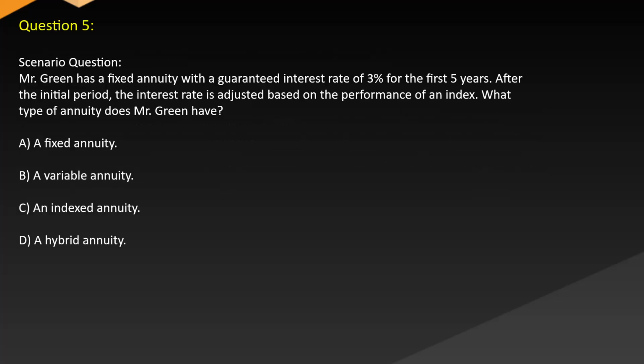Question 5. Scenario question. Mr. Green has a fixed annuity with a guaranteed interest rate of 3% for the first 5 years. After the initial period, the interest rate is adjusted based on the performance of an index. What type of annuity does Mr. Green have? A. A fixed annuity. B. A variable annuity. C. An indexed annuity. D. A hybrid annuity.